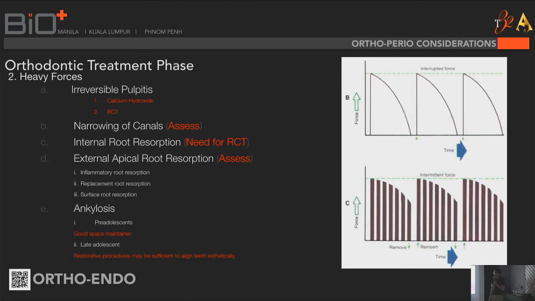nothing bad is happening. Now, heavy forces can also cause internal root resorption, which would be an indication for root canal treatment. Okay? And heavy forces can also cause external apical root resorption, which is very, very likely. And when external apical root resorption happens, we have to assess this situation and check whether there's inflammatory root resorption, if there's replacement root resorption, and if it's surface root resorption.